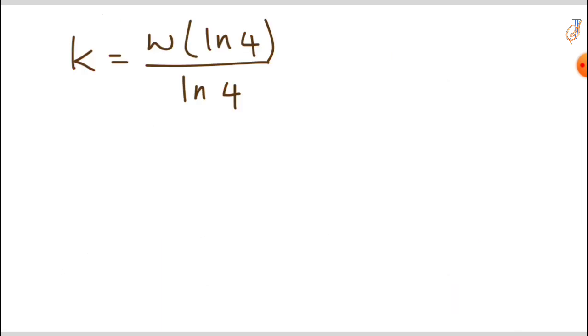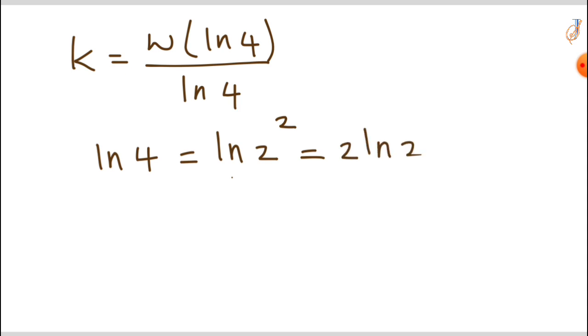We can simplify this. Now let's take the numerator, which is W of ln 4. Let's take only ln 4 and simplify, so that we can write it in terms of W. So ln 4 we can write as ln 2 power 2. It is in the form of ln a power n. We can write it as m times ln a, that is 2 times ln 2. This 2 we can write as e power ln 2. After cancelling the ln and e, we will get only 2.